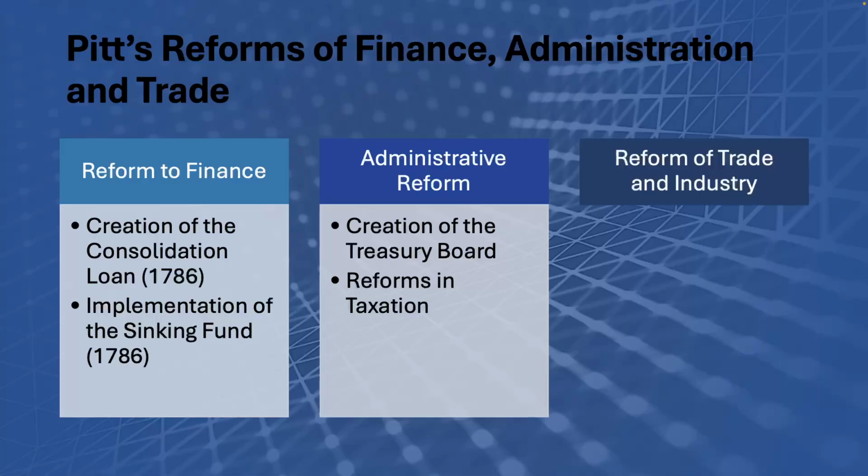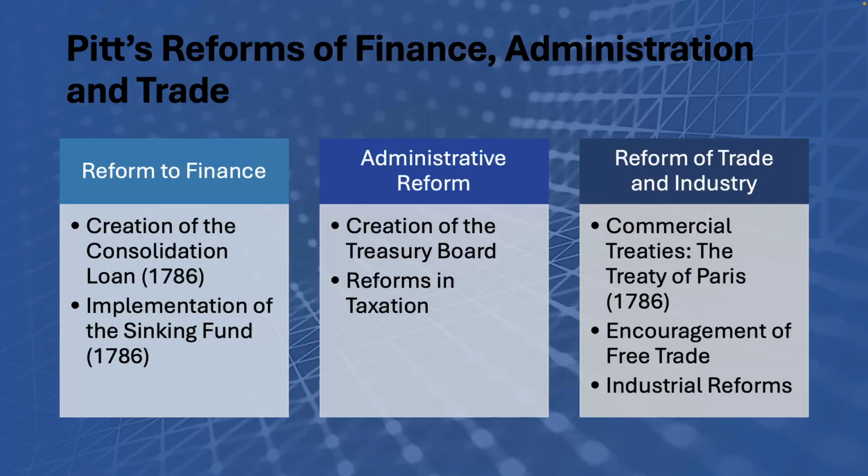In terms of broader reforms to trade and to industry, his policies included the signing of a series of commercial treaties with a number of European nations. In 1786, we see the Treaty of Paris, which improved Britain's trade relations and opened new markets. We also see the sympathy towards ideas of free trade, which sought to reduce ideas of protectionism, the idea of trying to protect national industries even at the cost of inefficiency.